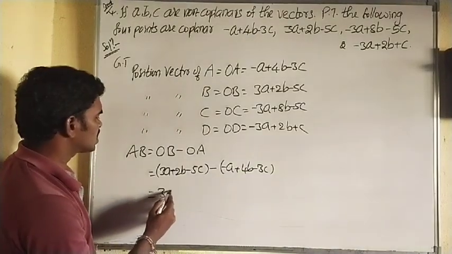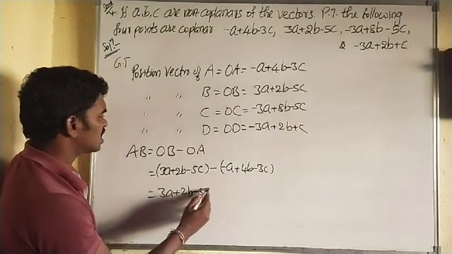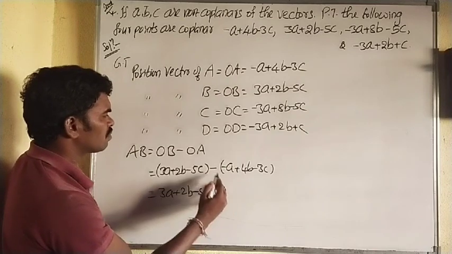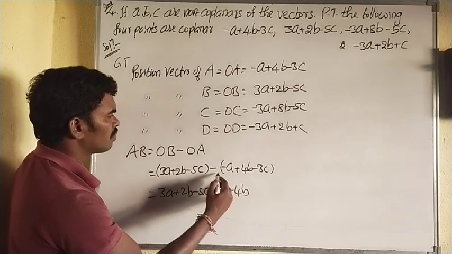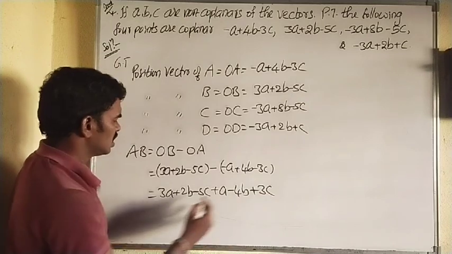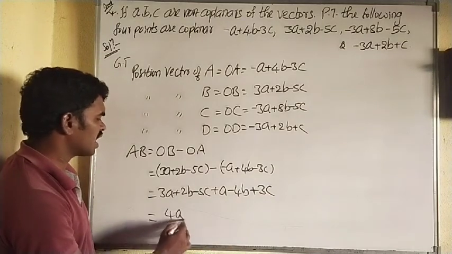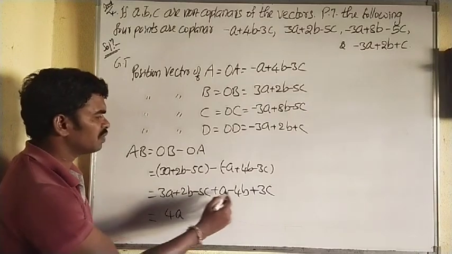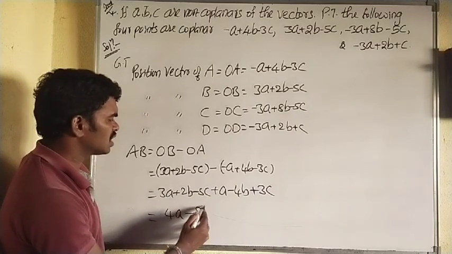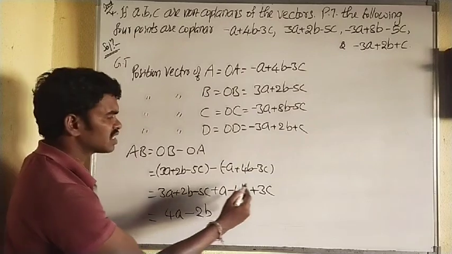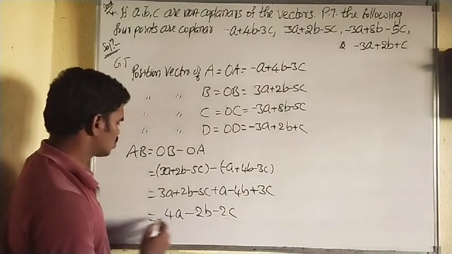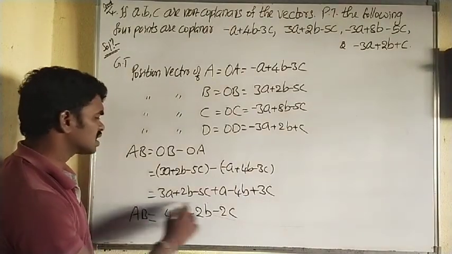So simplify this: 3a plus 2b minus 5c, minus into minus plus a, minus into plus minus 4b, minus into minus plus 3c. Now see how many a terms there are: here 3a, here 1a, becomes 4a. Next b terms: here 2b, here minus 4b, so we get minus 2b. And c terms: here minus 5c, here plus 3c becomes minus 2c. So we got AB.